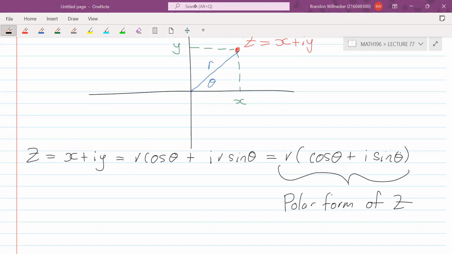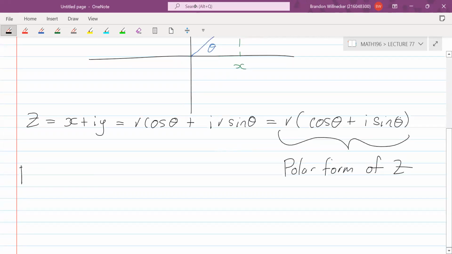Okay, so let's look at an example. So let's say we have z is equal to 1 plus i. So 1 along the real axis, 1 up the imaginary axis. We got that point there. Okay, so we need to find two things. First, we need to find r, the value of r. And second, we need to find theta. Then we can put that together to get the polar form.